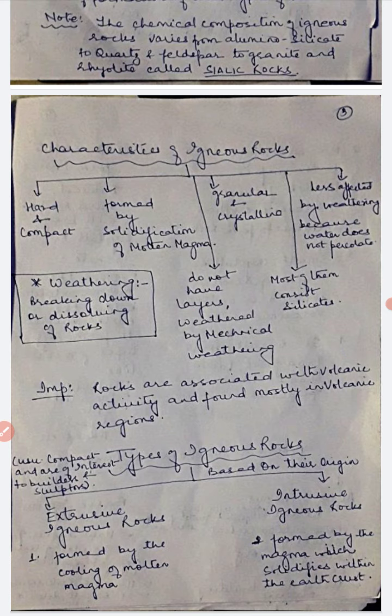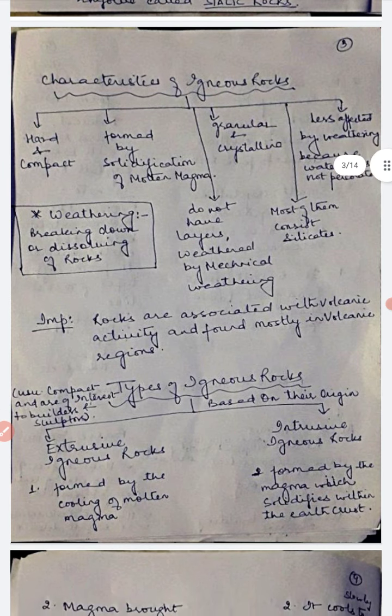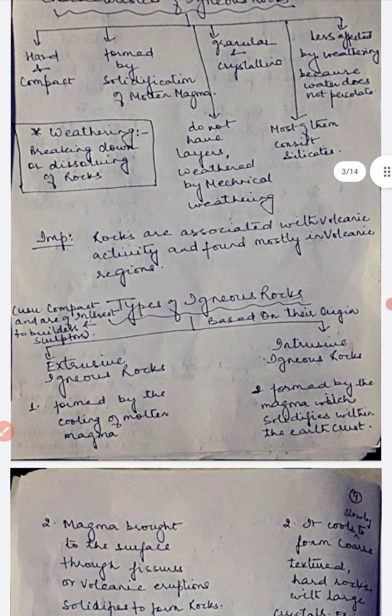Igneous rocks do not have many layers, and most of them consist of silicates. These igneous rocks are mostly found in volcanic regions because the hot molten material called magma, found inside the earth crust, is given out by volcanic eruptions.